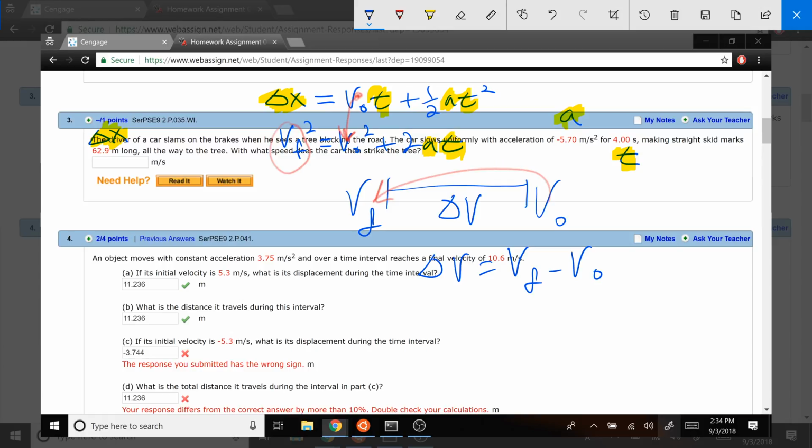But you still can't get it from here, I don't think. That lets you get rid of one of them. Oh, so you said that V naught was equal to delta V minus VF? Yeah, you're right. That would produce a quadratic, and then you could solve that.